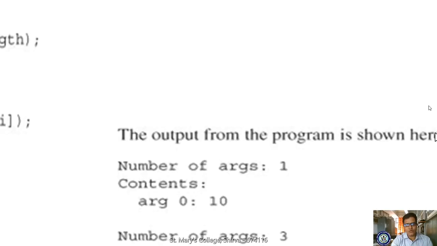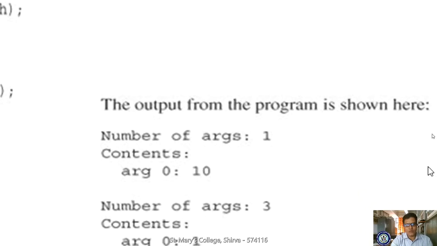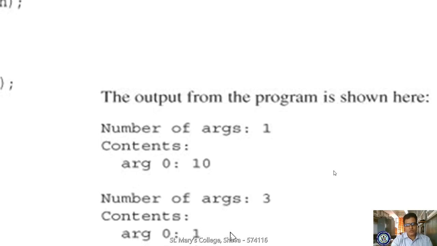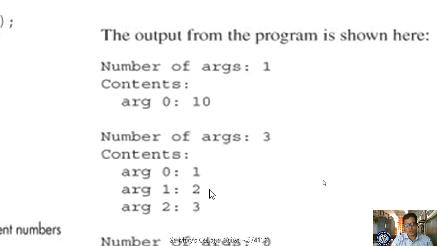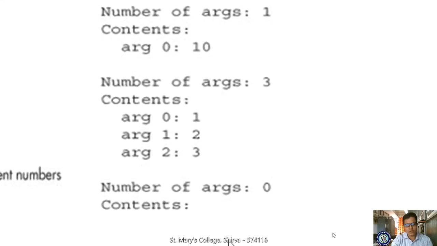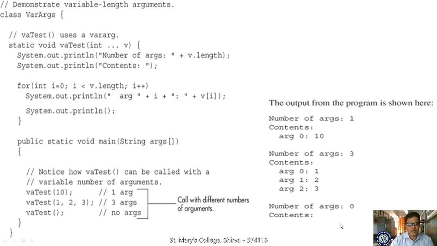Okay, now you will see the output here. When we call the first vaTest method, we have supplied one argument, that argument is 10. While calling the second time, we have supplied 3 arguments, that is args 0 as 1, args 1 as 2, args 2 as 3. And when we call the vaTest method with 0 arguments, the contents are nil. Got it? So likewise this program will be executed.